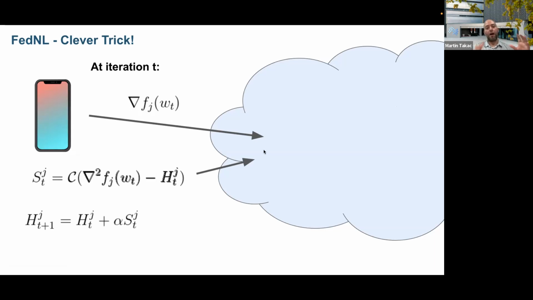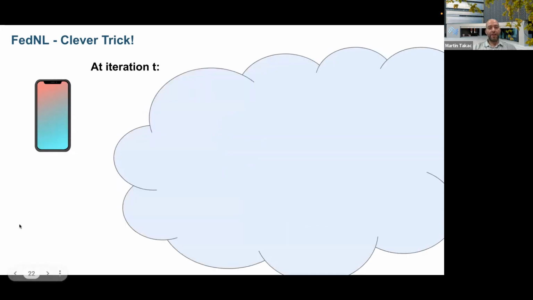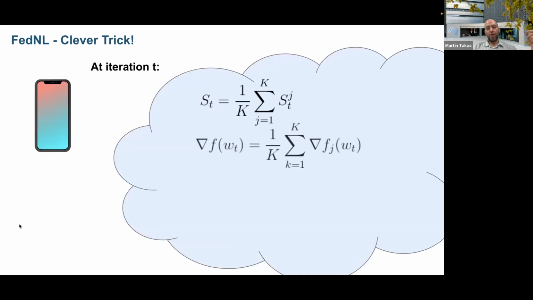It tells him how far my Hessian is from the estimate of the Hessian, basically. And afterwards, I also need to update this H. And what will the server, or the cloud, do? He will receive all those messages, basically the estimates for the Hessians. He will also compute the average of the gradients.